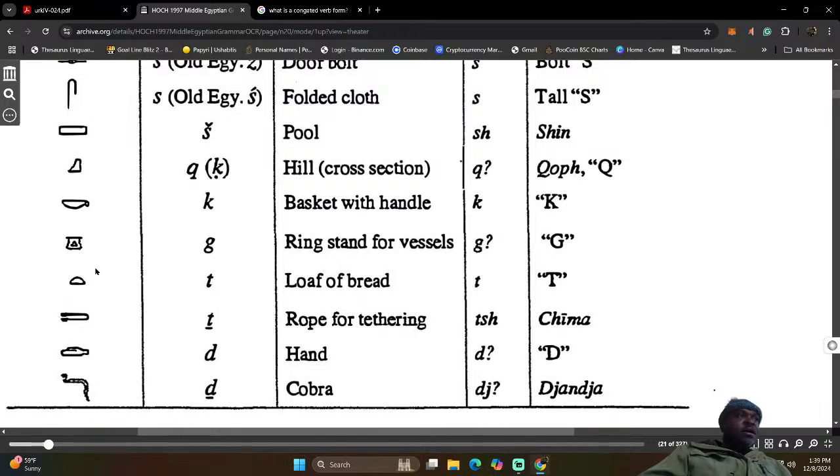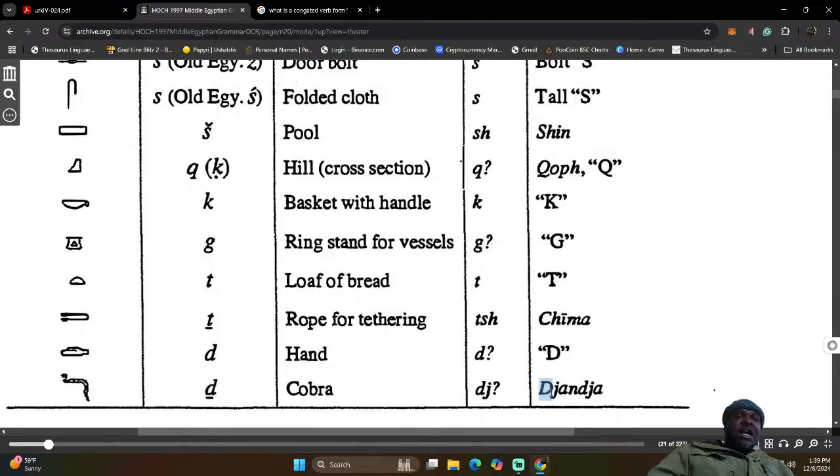This right here, the loaf of bread, is just a T. The hand, if you see a hand, think like a traditional D, and it's pronounced like a D. But if you see this snake, the cobra snake, think DJ, and it's called Janja. That's what I was telling people. All right, so you see, these are the names of the glyphs over here, but this is called Janja.